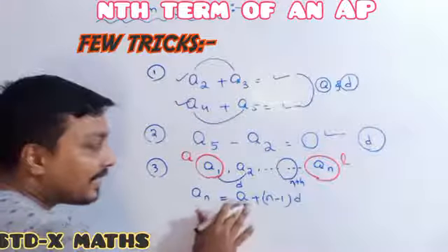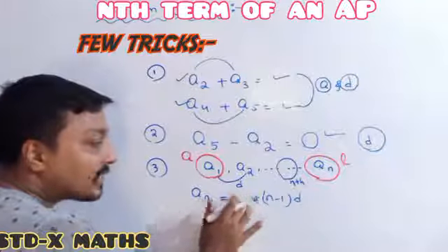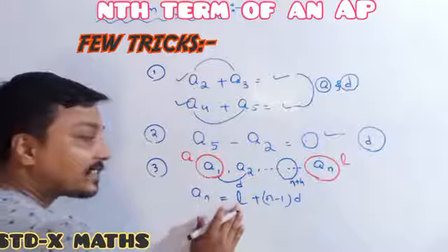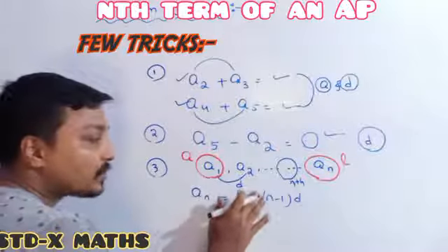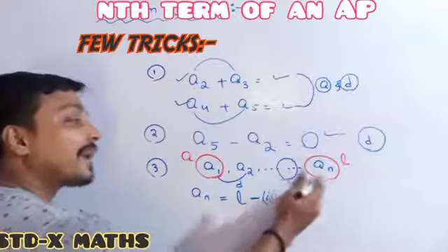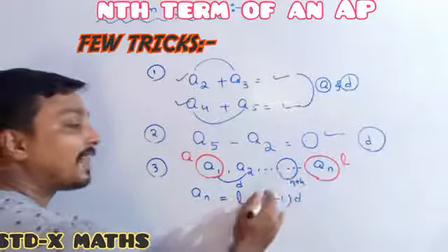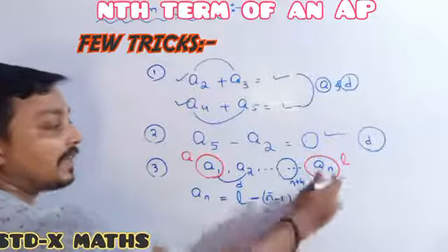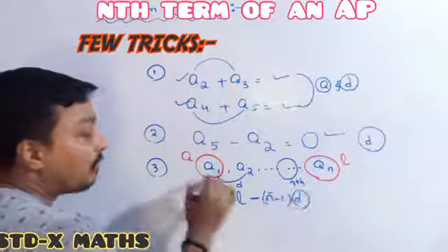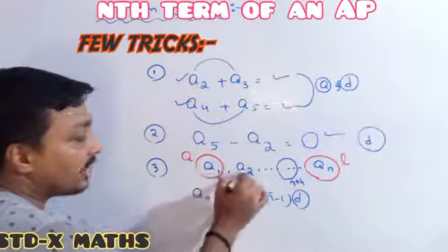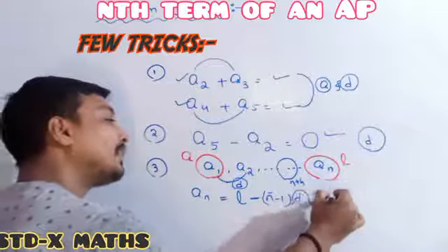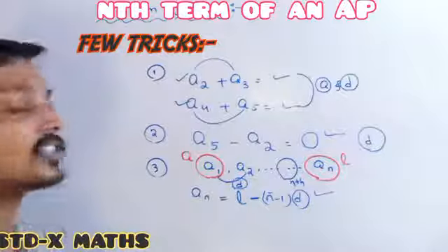The formula will be: in place of a, you have to write l. And where there is a plus, you have to make it a minus. And this n means from the right side it is second, otherwise third, whichever number of term from the right side is to be written here. And d means the common difference, from here to here, A2 minus A1. Whatever d is given, you put that d here so that one can find the answer directly.